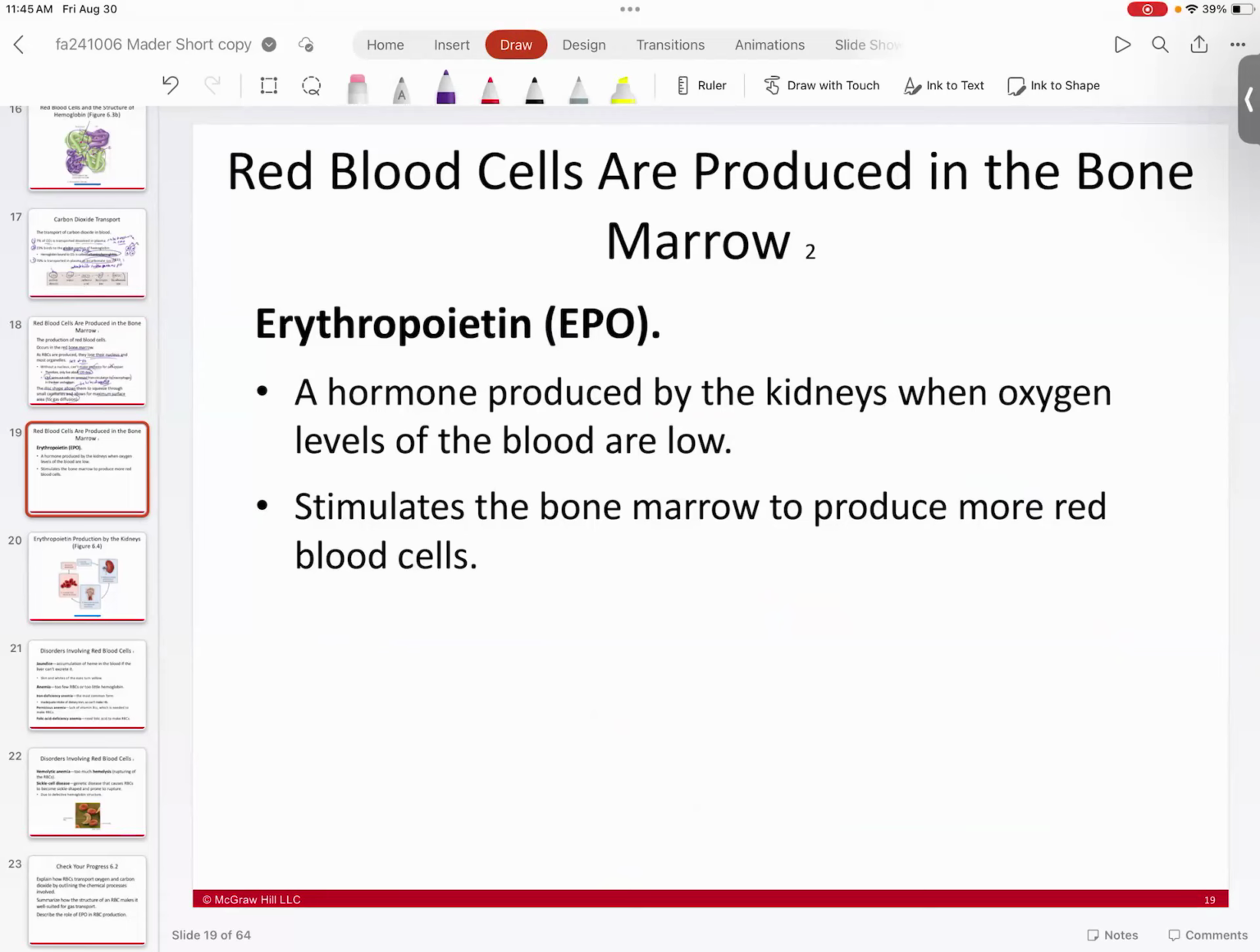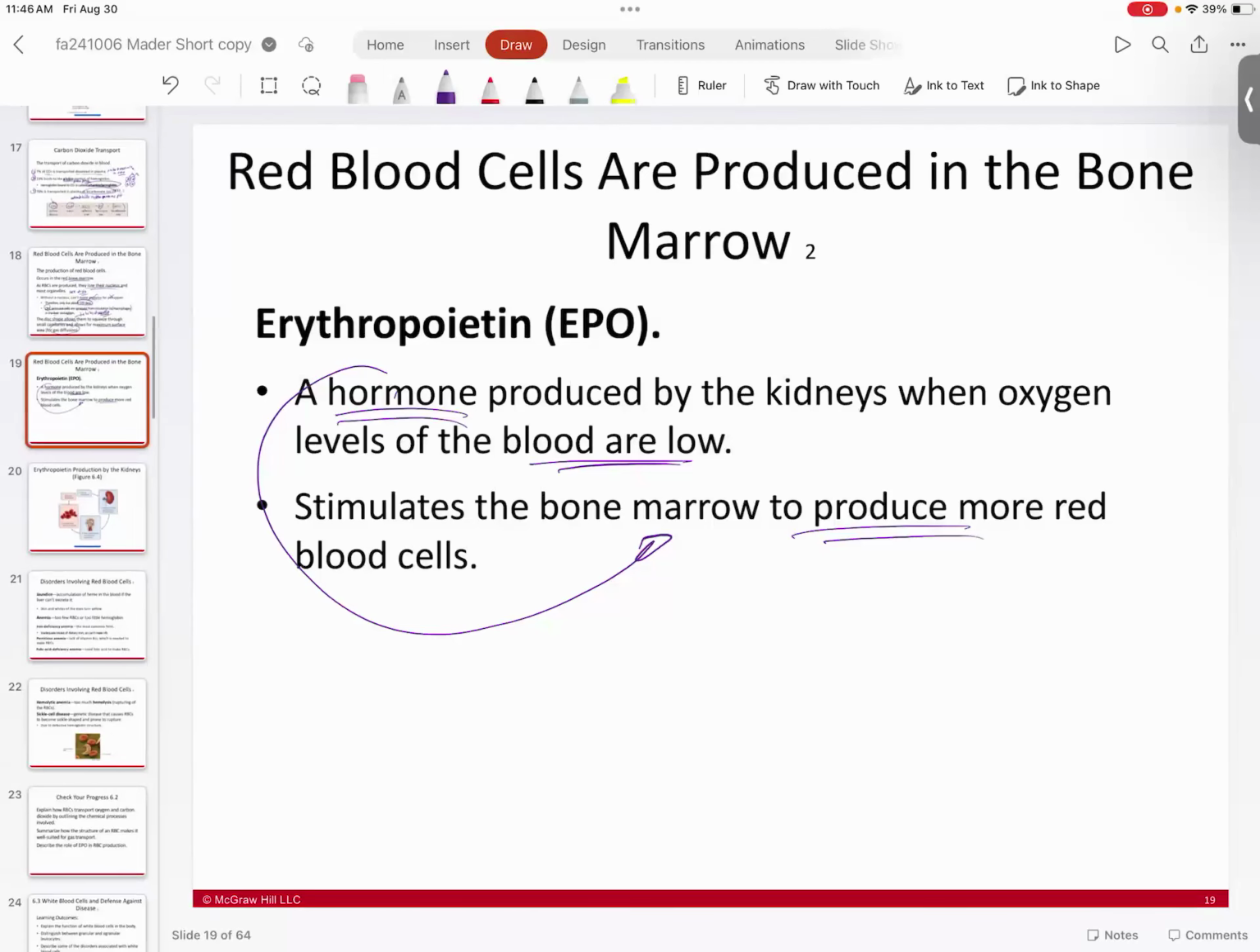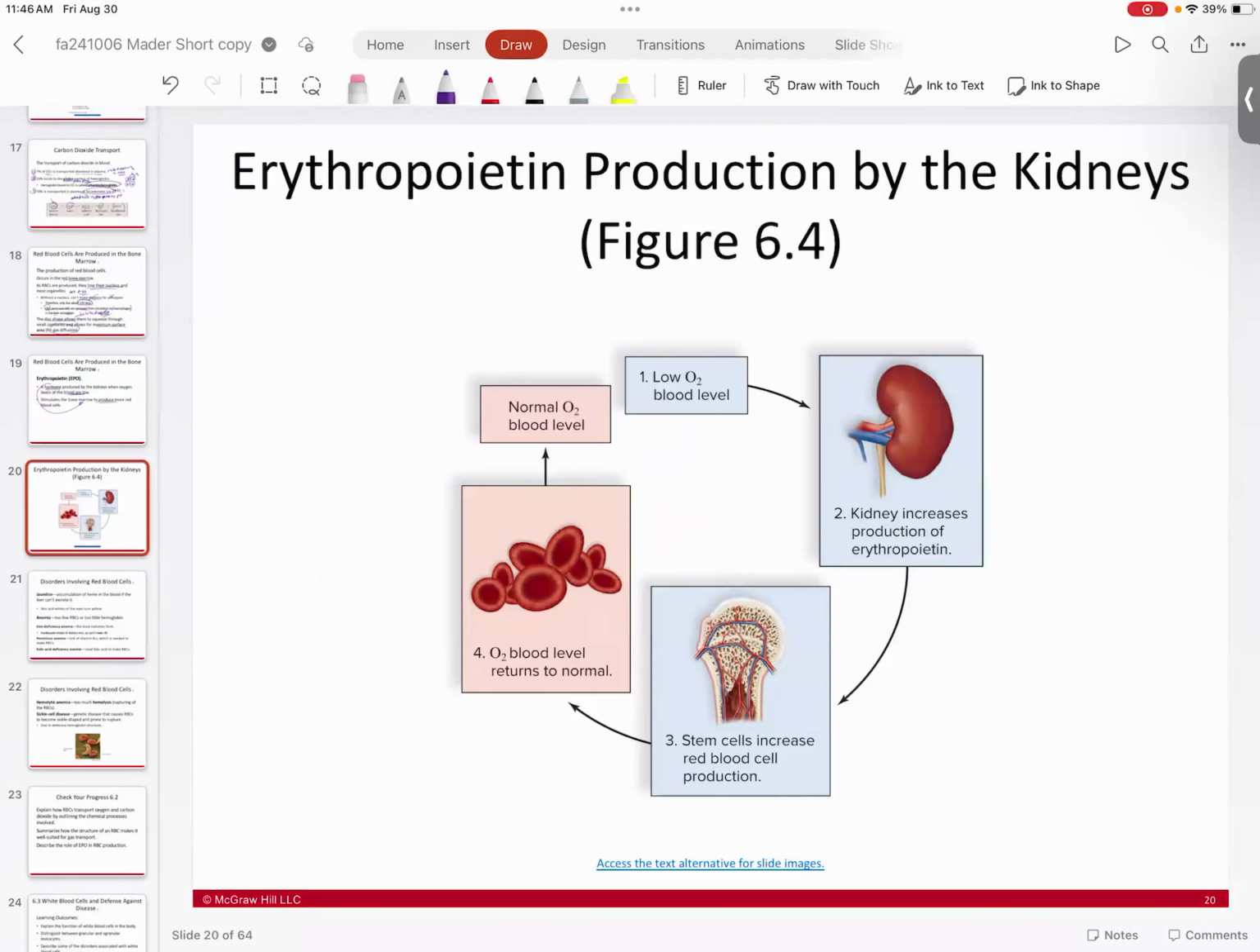Now, the hormone that's responsible is erythropoietin. It is essentially the hormone that is produced by the kidneys, and it is triggered when oxygen levels are low. This is the one that will essentially come into bone marrow and stimulate the bone marrow to start making more red blood cells. So this is the hormone that's responsible for making more red blood cells.